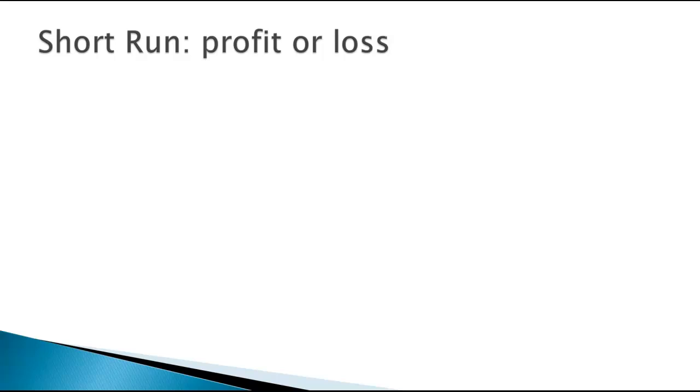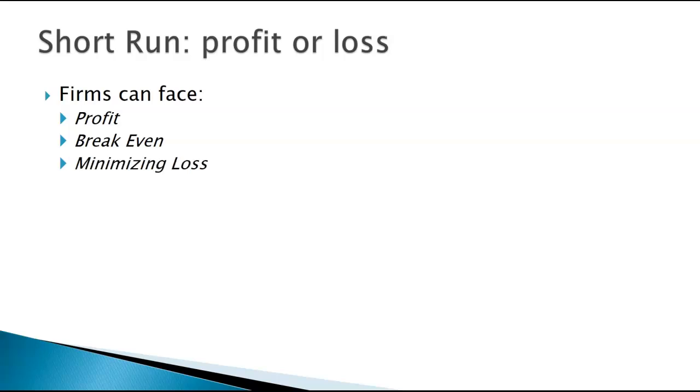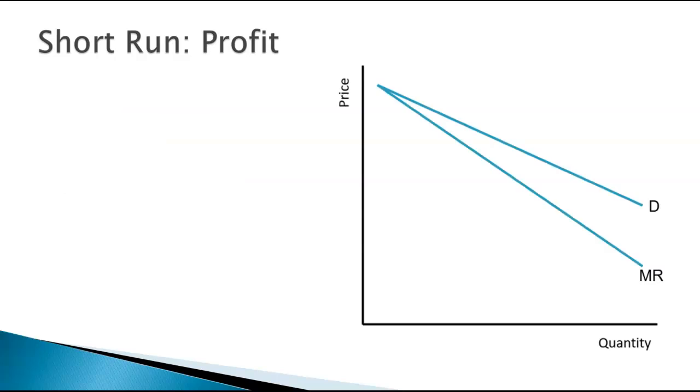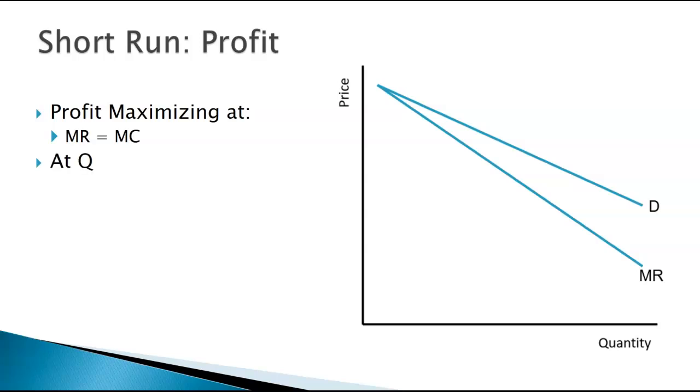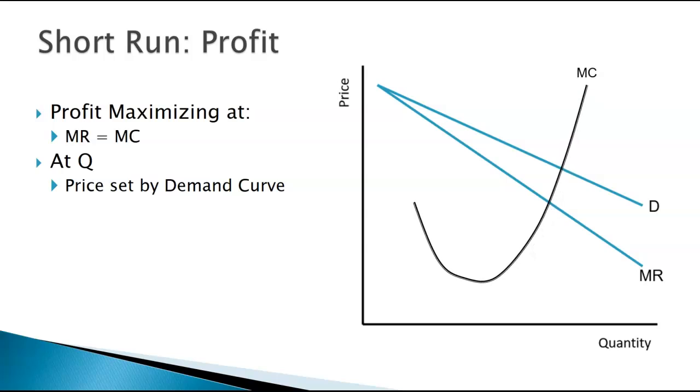Okay, so in the short run, firms can face a profit, they can be breaking even, they can be minimizing loss, they can shut down. So what do all these look like? So we start with our demand and marginal revenue curve. And the first thing I like to do is identify my profit maximizing output, which is, with our best friends, marginal cost. Okay, so we get our marginal cost curve where MR equals MC, that's our output, our quantity. And then just like the demand curve, we're going to charge customers what they're willing to pay. That's going to be at our demand curve.